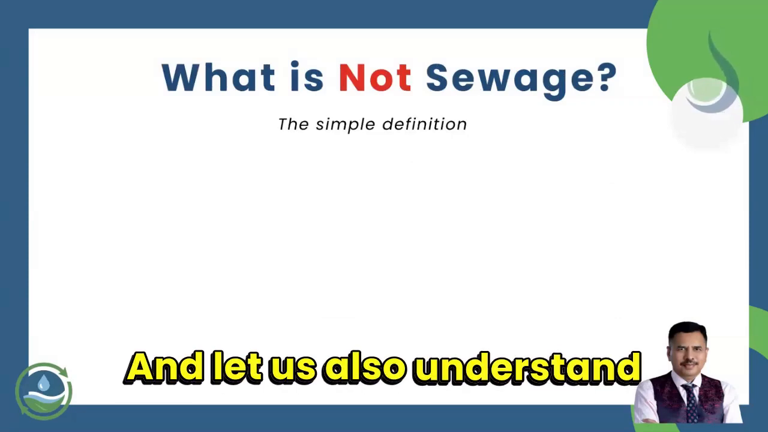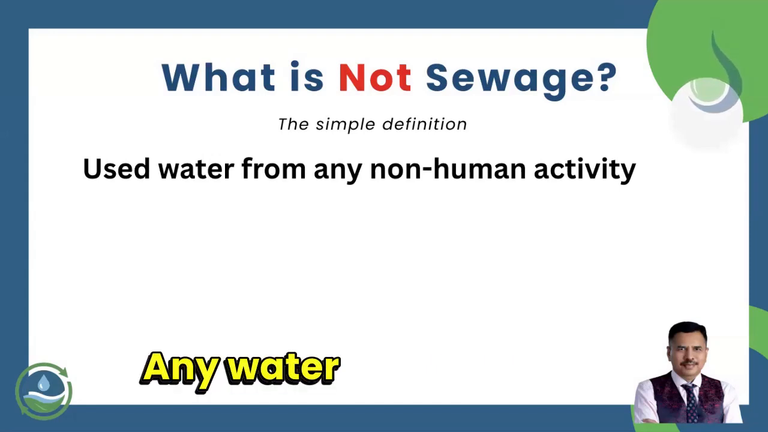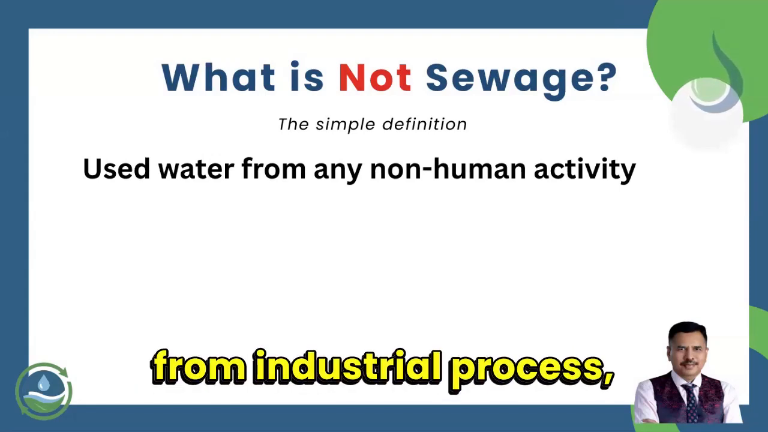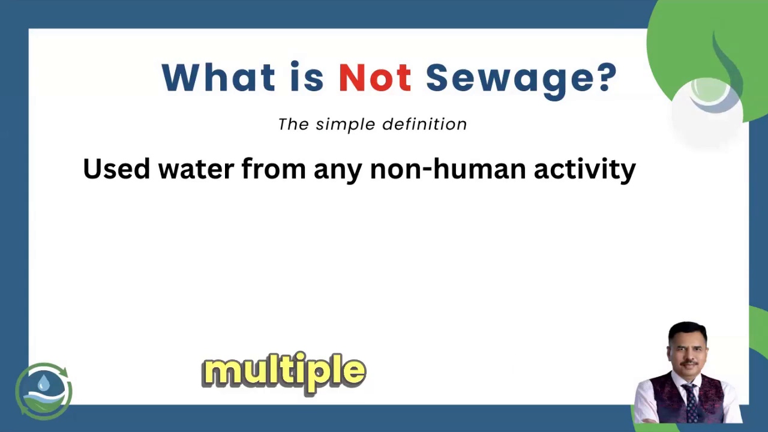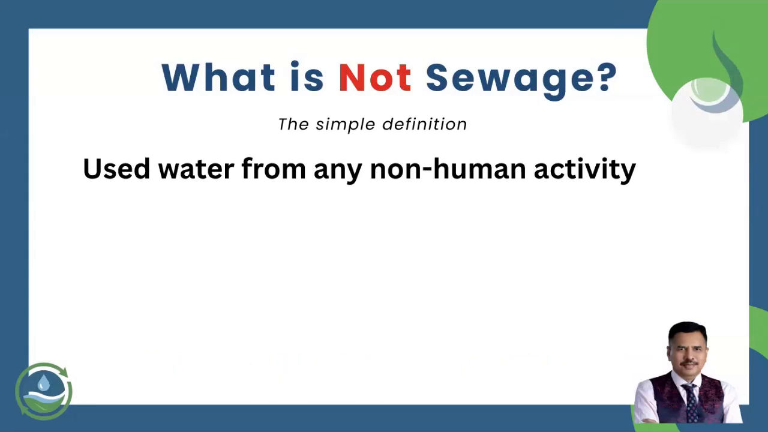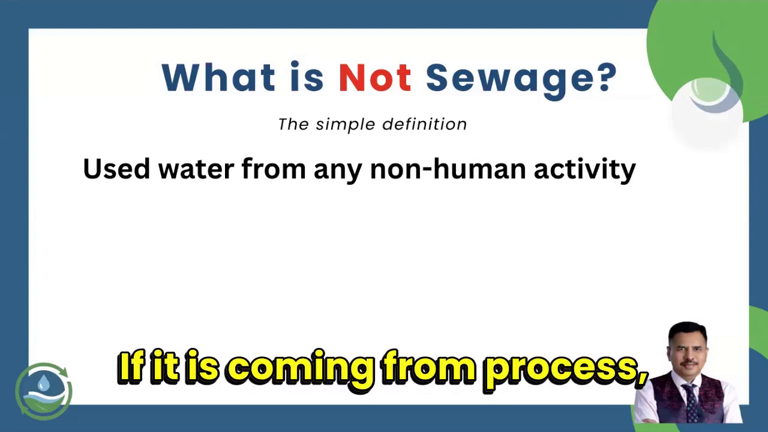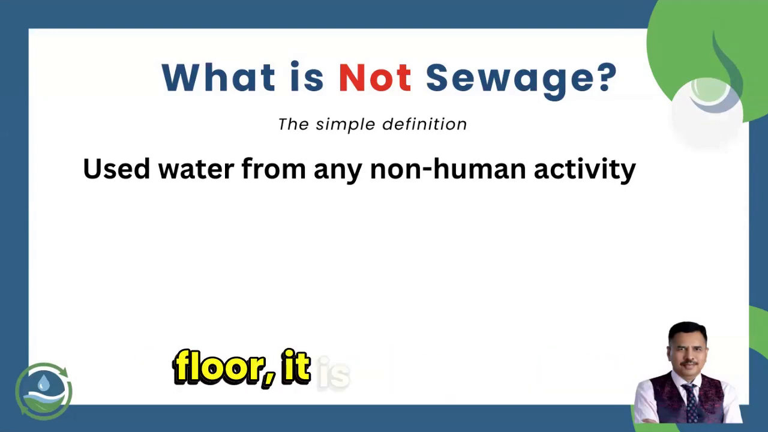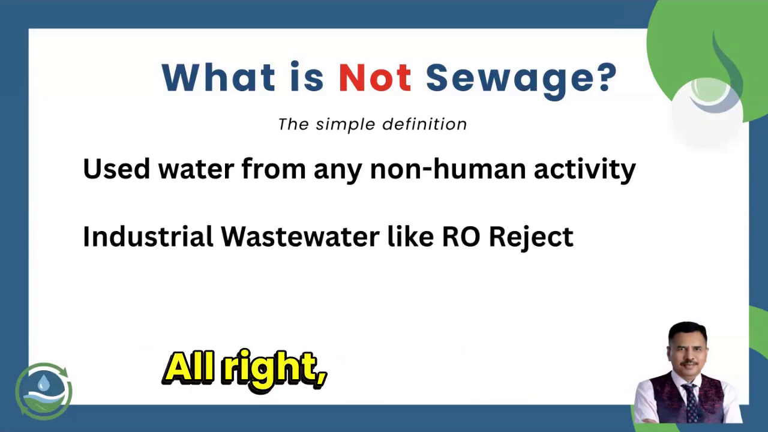And let us also understand what is not sewage. Any water that is coming from industrial process, non-human activity. In an industry or in an office, there could be multiple activities. If it is coming from hand wash, from lunch, from canteen, then it is human activity. If it is coming from process, from our production shop floor, it is not sewage. It is industrial effluent. All right.